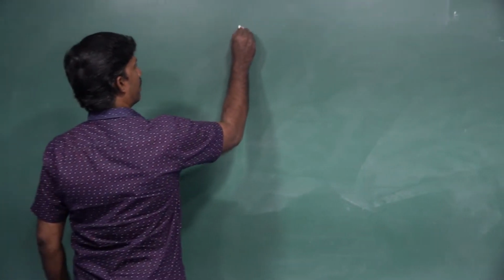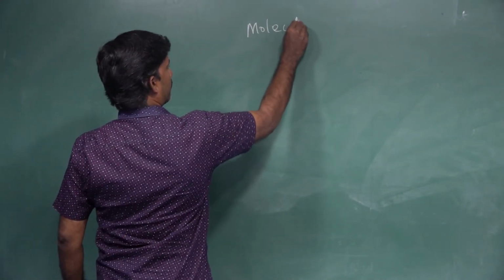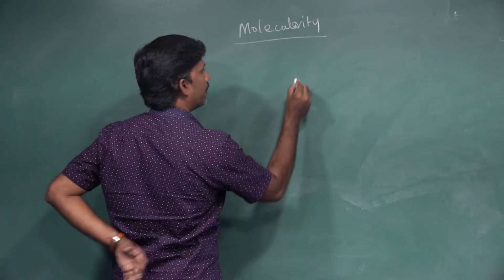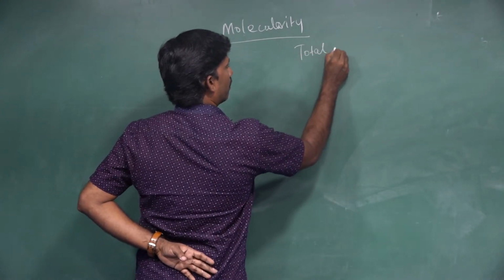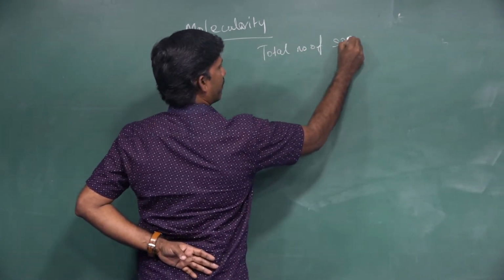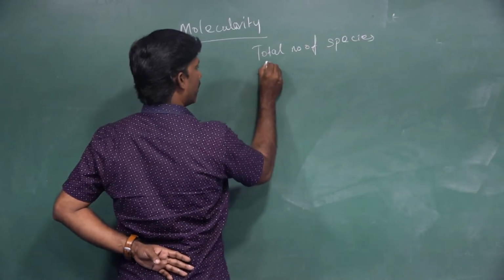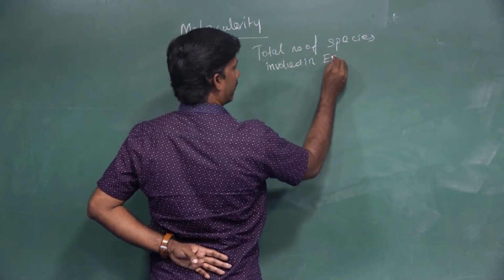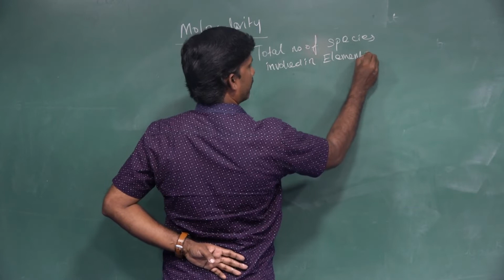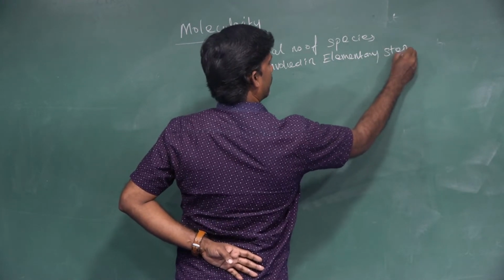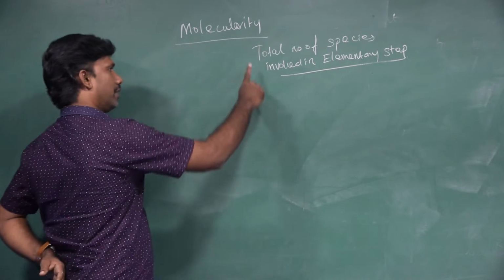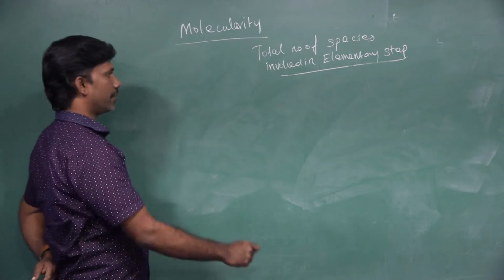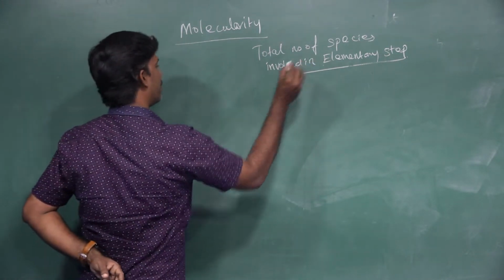Then let us see the molecularity. Molecularity is nothing but the total number of species involved in an elementary step. Elementary steps of the reaction. Total number of species means the total number of reactant species involved in the elementary step. That is called molecularity. Then your question may be, what is the elementary step?